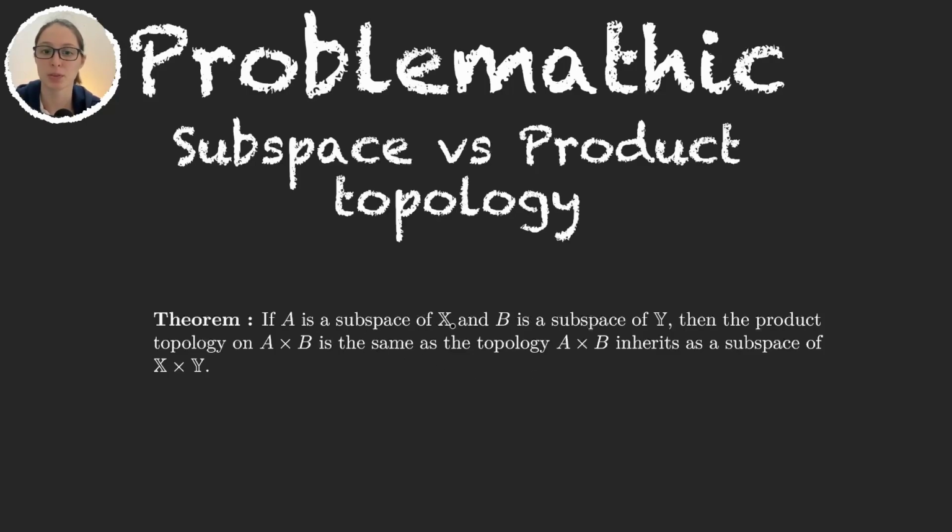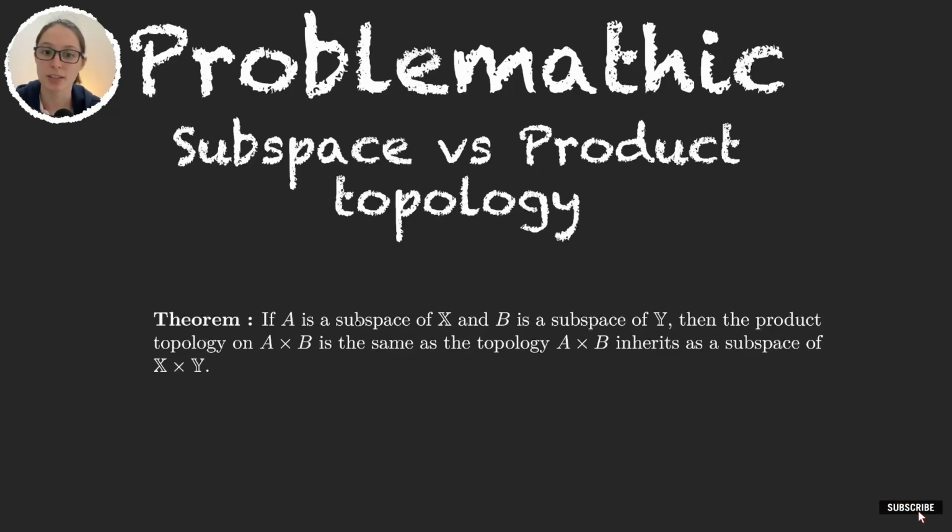If A is a subspace of X and B is a subspace of Y, then the product topology on A times B is the same as the topology A times B inherits as a subspace of X times Y. This theorem can be very confusing, so let's split it into different sections.